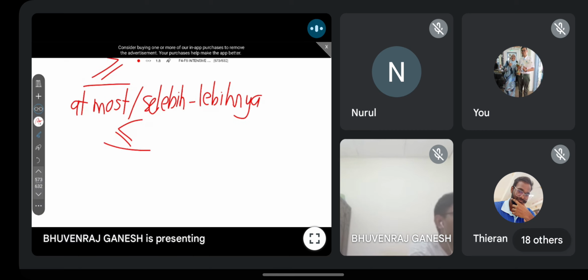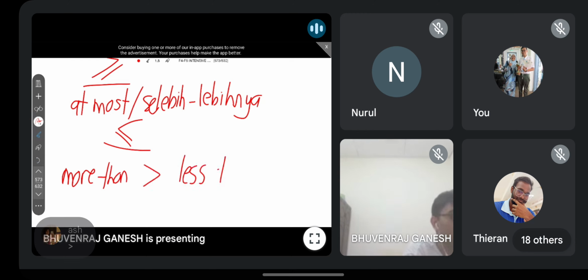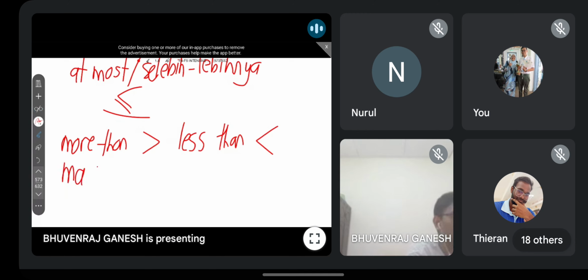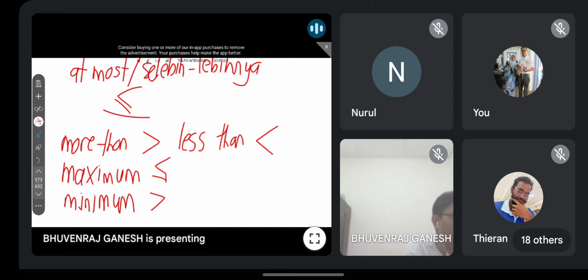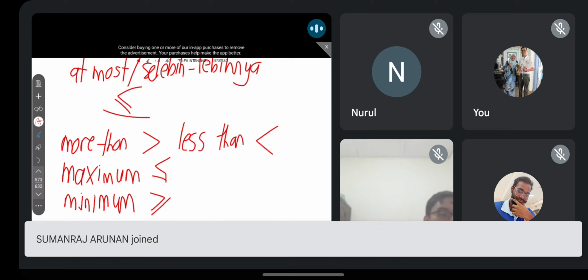And then there are some more. This one is the normal one, guys. More than is like this only, less than is like this only. And then one more keyword, maybe you will see is maximum. What is the symbol for maximum? Less than or equal to. Then minimum will be more than or equal to. Usually they will play with this kind of words only. So I think there should be nothing else, if I'm not mistaken. You need to know all these symbols.